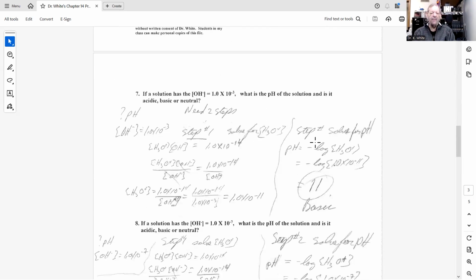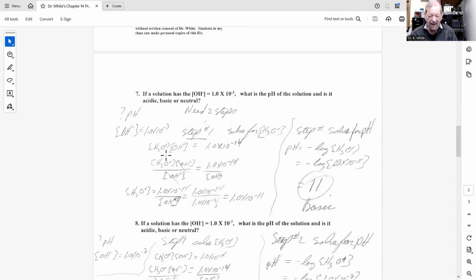Now let's look at number 7. If a solution has a hydroxide ion concentration of 1.0 times 10 to the minus 3, what is the pH of the solution? And is it acidic, basic, or neutral? Well, you need 2 steps. pH is minus log of the hydronium, H3O+, but we're not given that. So in the first step, you have to solve for hydronium ion concentration, H3O+. How do you do that?